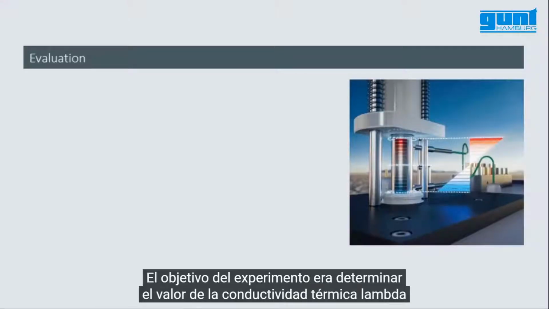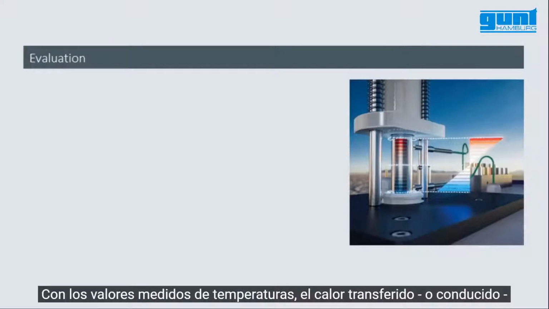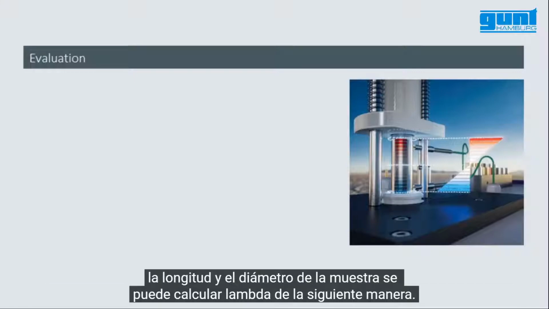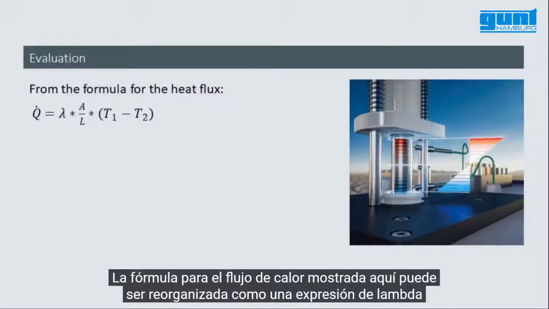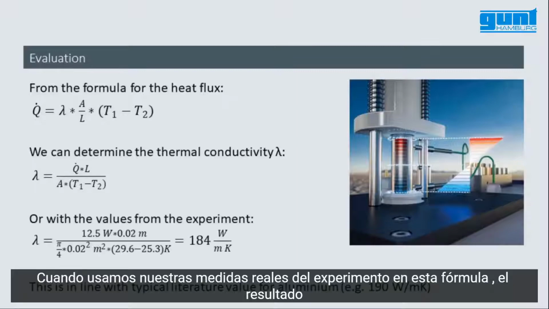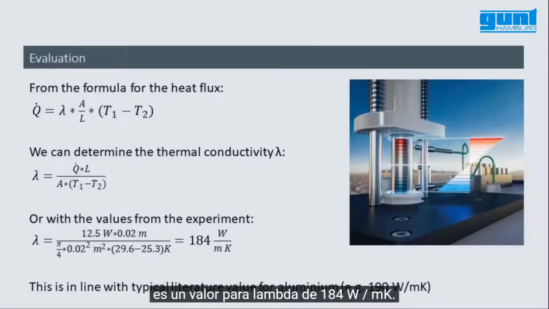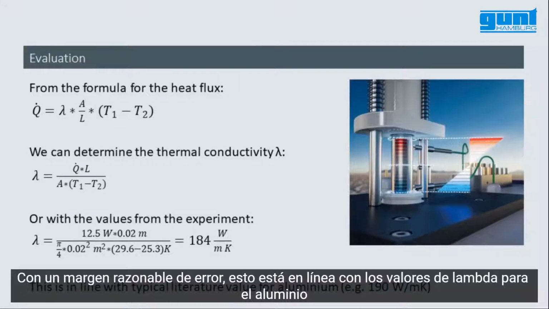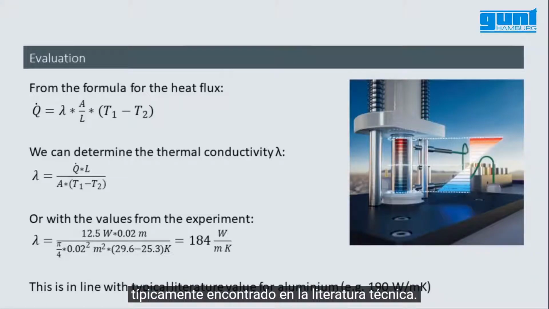The aim of the experiment was to determine the value for the thermal conductivity lambda for aluminium. With the measured values for the temperatures, the transferred or conducted heat, and the length and diameter of the specimen, we can calculate lambda in the following way. The formula for the heat flux shown here can be rearranged as an expression of lambda like this. When we insert our actual measurements from the experiment in the formula above, the result is a value for lambda of 184 watts per meter Kelvin. Within a reasonable margin of error, this is pretty much in line with the values for aluminium typically found in technical literature.